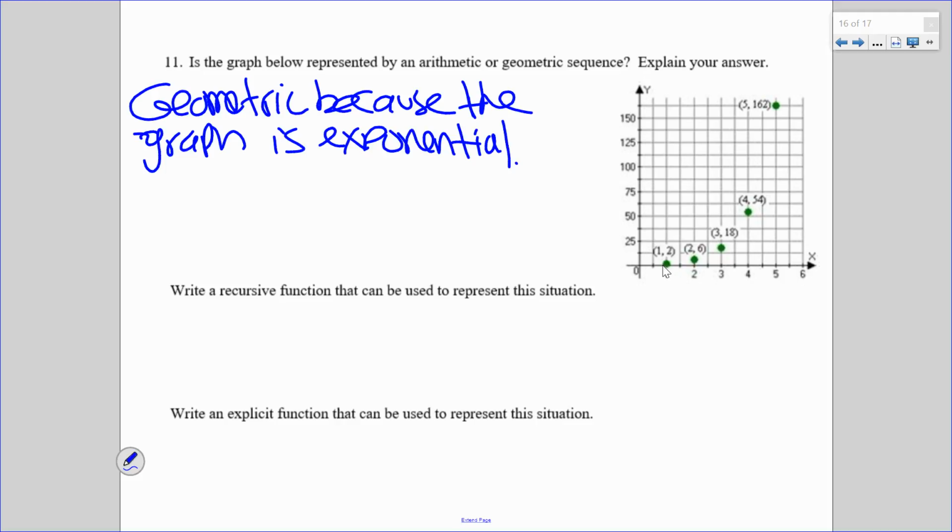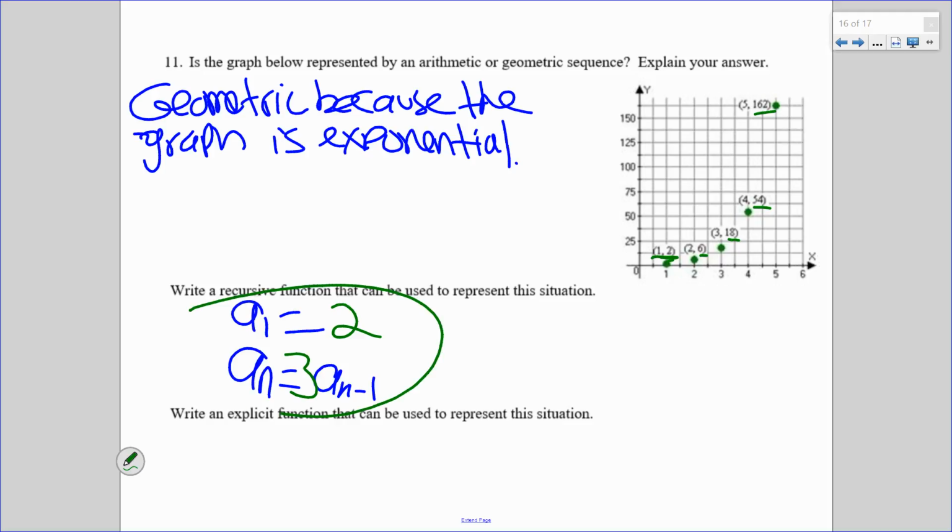What is a recursive function that can be used to represent this situation? Recursive, great, I know my song. Recursive: A1 equals, AN equals AN minus 1. All I have to fill in is what A1 is. A1 is 2. And what the pattern is. 2, 6, 18, 54, 162. I'm multiplying by 3. So since I'm multiplying by, I put it in front.